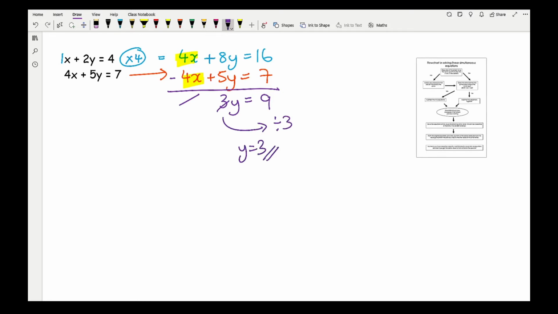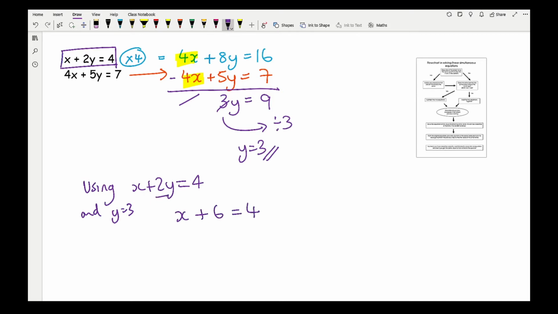So picking one of the equations, generally go for the easiest one. So I'm going to go for this one here, using x plus 2y equals 4. So here, y equals 3. I've got x plus 2 times 3, which is 6, equals 4. So taking the 6 to the other side by doing the opposite, which is taking away 6, we end up with x equals minus 2.